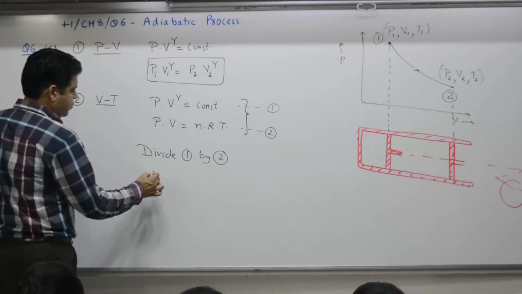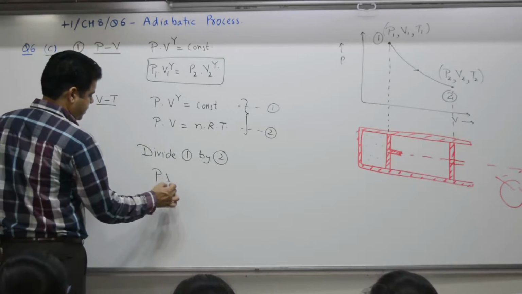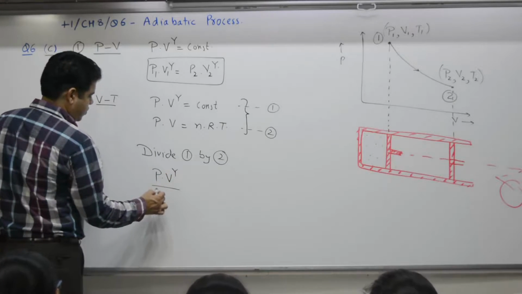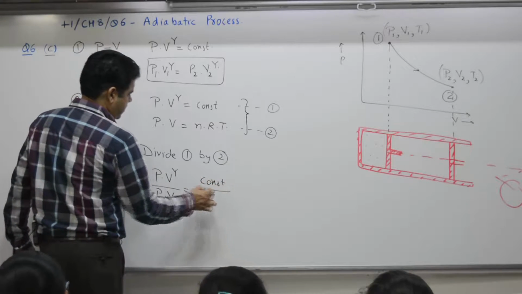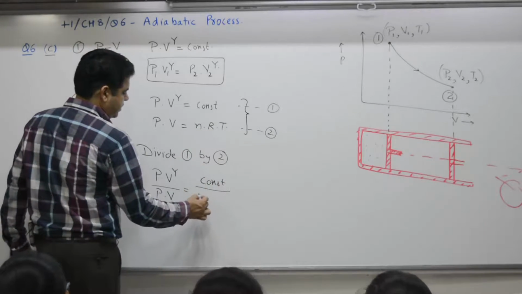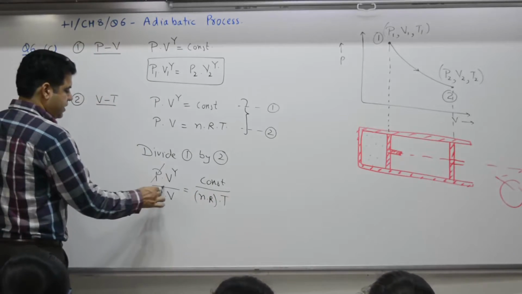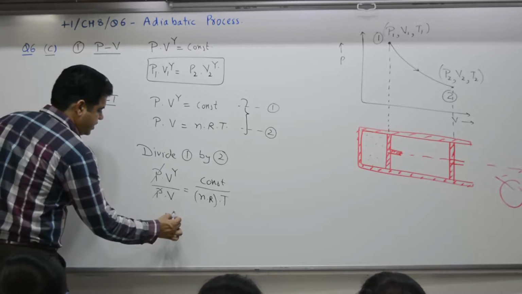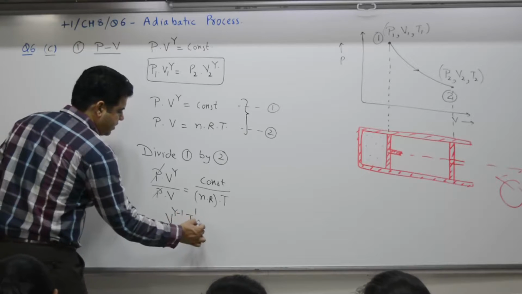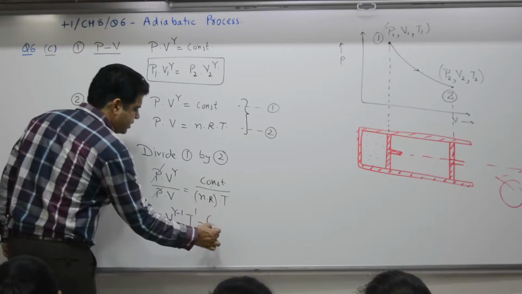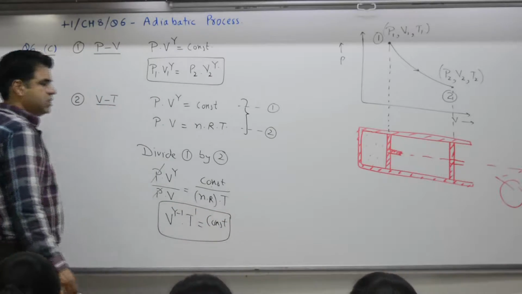Divide 1 by 2. When you divide 1 by 2, P is cancelled, that is PV to the power gamma divided by PV is equal to constant. N and R is also constant. This is constant into T. P is cancelled. What you get is V to the power gamma minus 1, T in the numerator, T to the power 1 is equal to a constant. So V to the power gamma minus 1, T to the power 1 is constant.